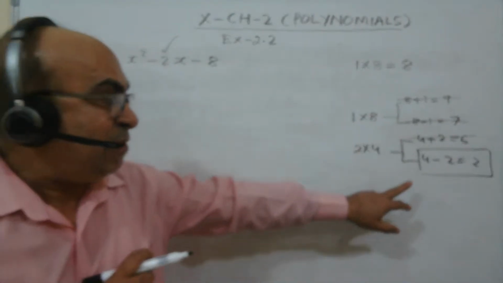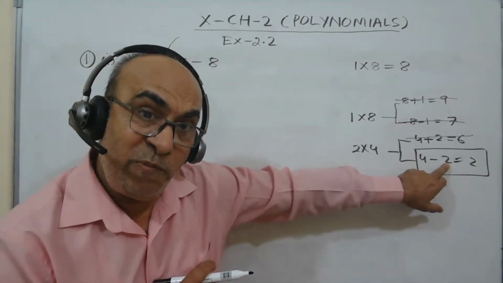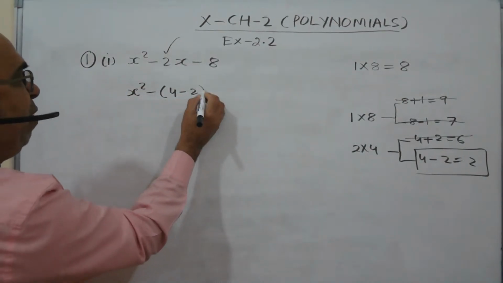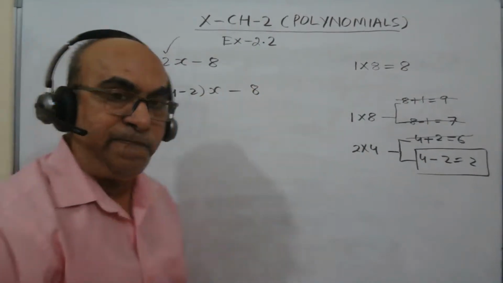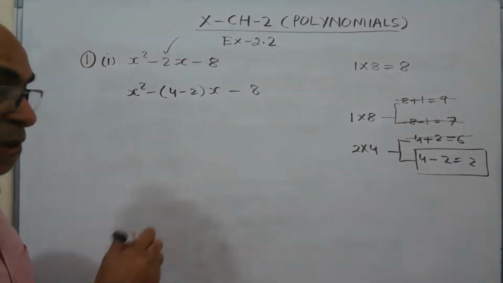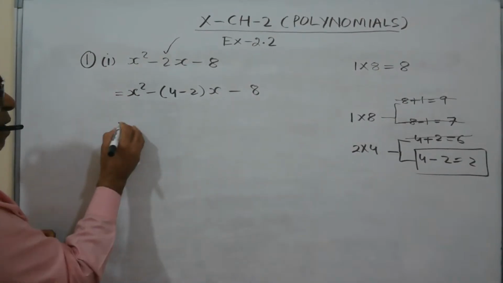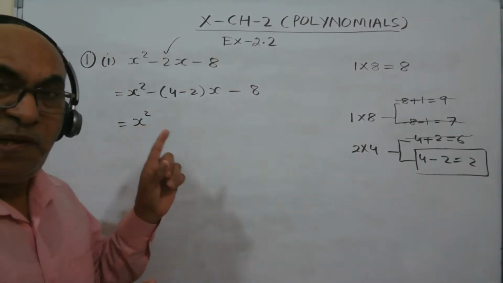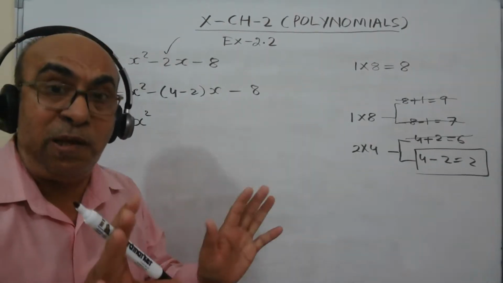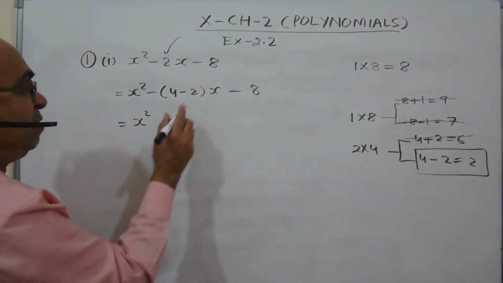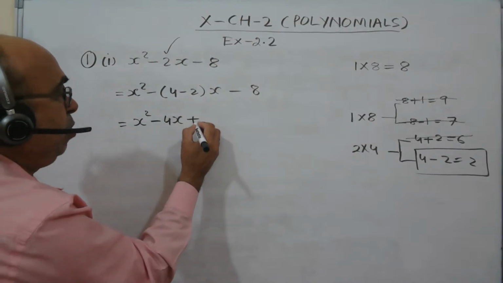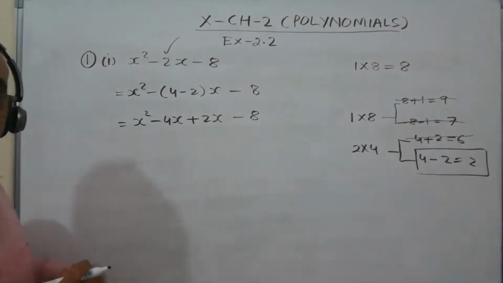So how can we split the middle term? In the place of the middle term, we will write 4 minus 2 in bracket. So here x square minus 2x becomes x square minus, in bracket, 4 minus 2, and then minus 8. Then you have to open this bracket. While opening this bracket, you have to see the sign. Before the bracket, if a minus sign is there, then you have to take care. Minus 4x, minus minus, plus 2x minus 8.